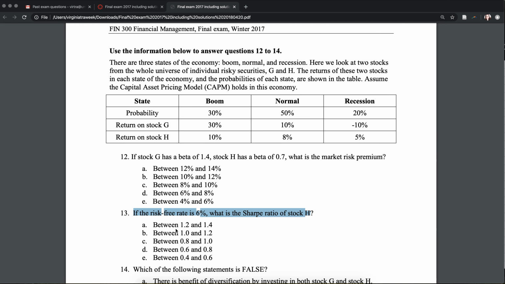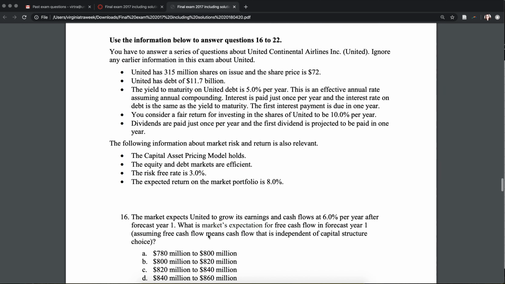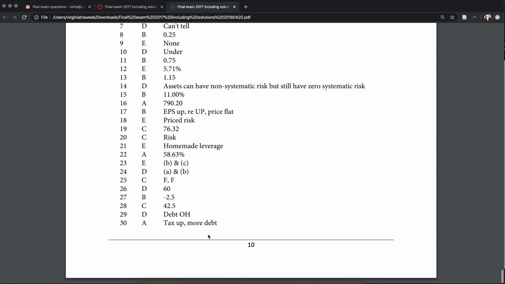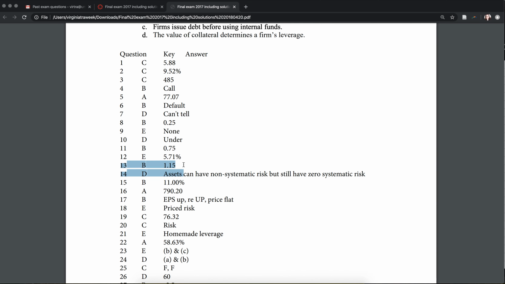and 1.15 would be answer B. So let's just check that one last time to make sure that's right. B, 1.15.